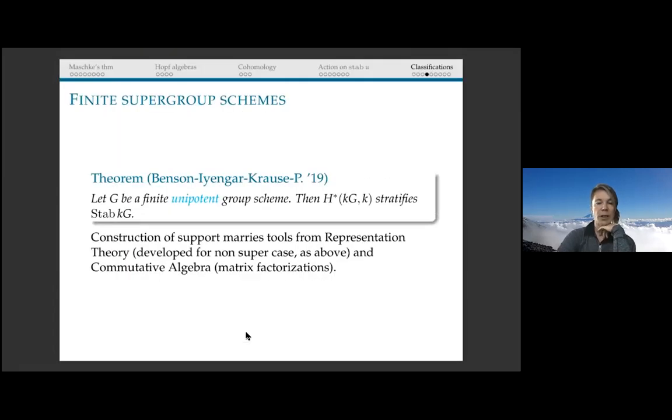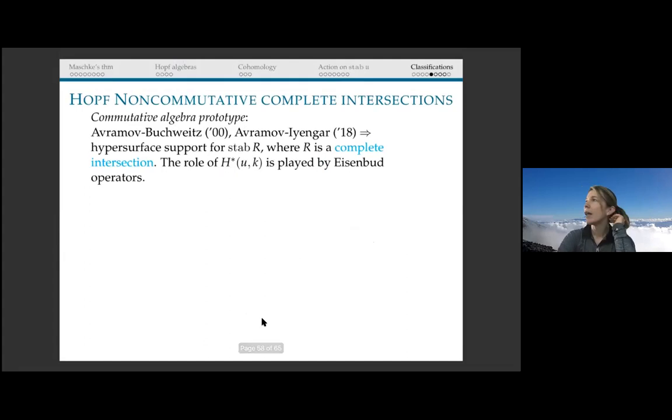Okay, one can prove an analogous theorem for supergroup schemes, but once you move into Z2 graded vector spaces, things become different. We can only prove it so far for unipotent things. Unipotent just means that your algebra is sort of local, but not in general. And I wanted to talk about non-commutative complete intersections.